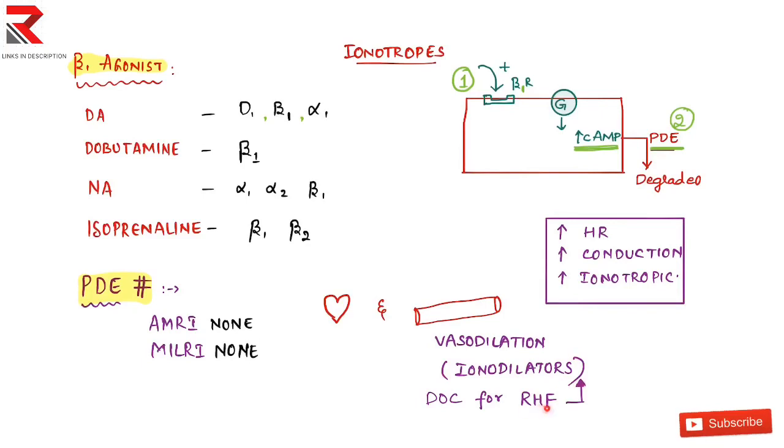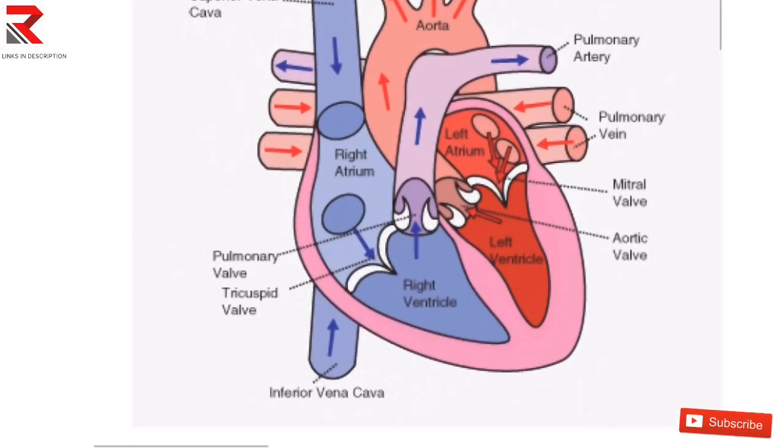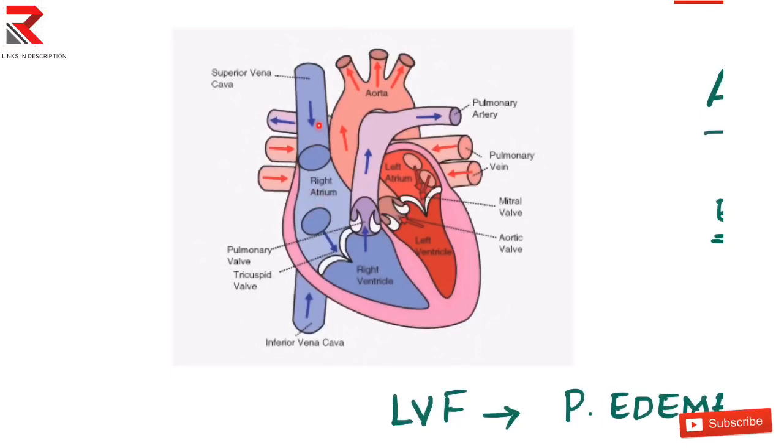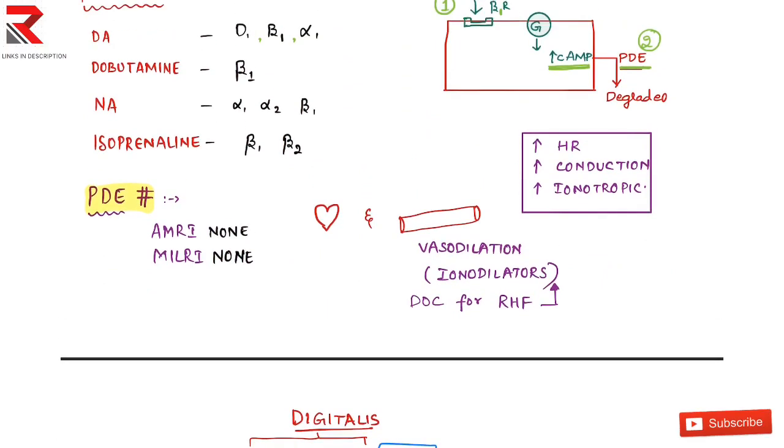When the right heart has failed, the drug of choice will be an inodilator, because in right heart failure there is a backward flow of blood to the superior vena cava and also the inferior vena cava. So you want these blood vessels to get dilated. So you will use the phosphodiesterase inhibitor, which dilates your vessels.